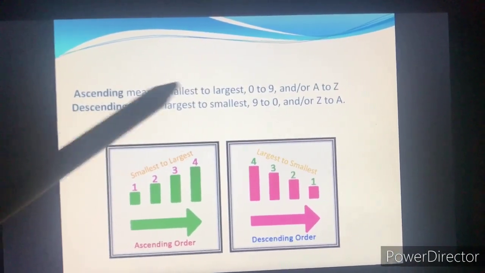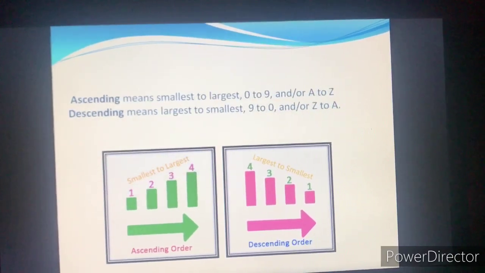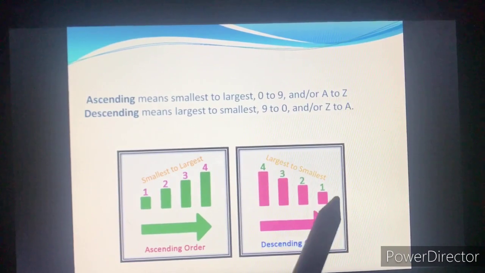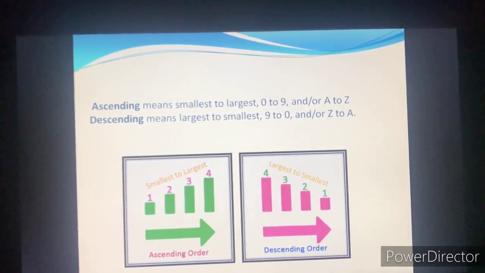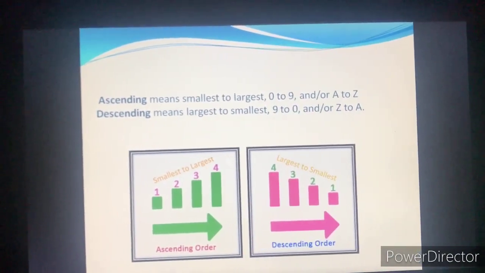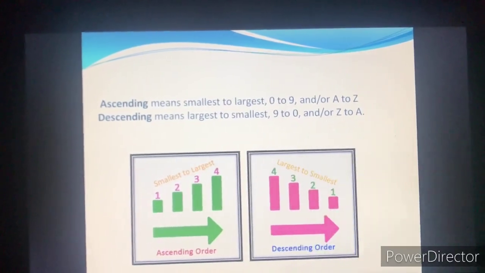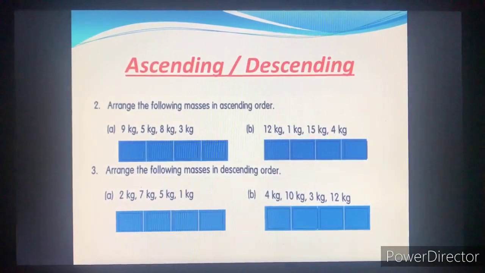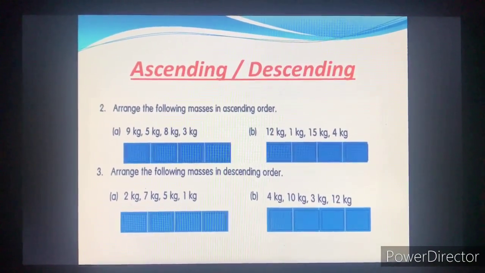Ascending means smallest to largest, means 0 to 9 and your A to Z. Descending means from largest to smallest, okay? Means 9 to 0 or 4, 3 to 1 and Z to A. So, ascending will be 1, 2, 3, 4. Descending will be 4, 3, 2, 1. Now, look at your question number 2. You are having ascending or descending questions, okay?